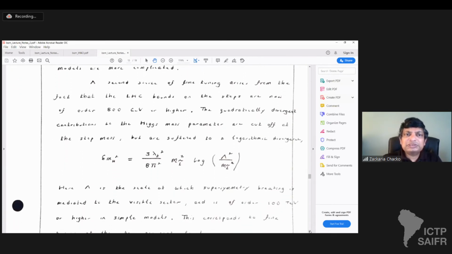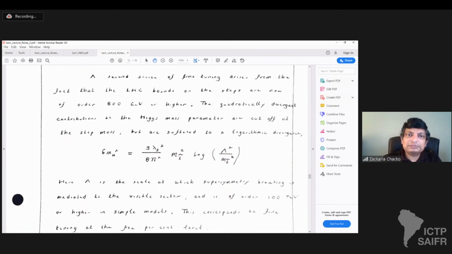All right. A second source of fine tuning comes from the fact that we now have direct LHC bounds on the stops, the superpartners of the top. And they have to be pair produced. So it's not easy to produce them. Still, the bounds are at the level of 800 GeV or higher, and eventually, as the LHC keeps going, it's going to be higher than a TeV probably if they don't find something.